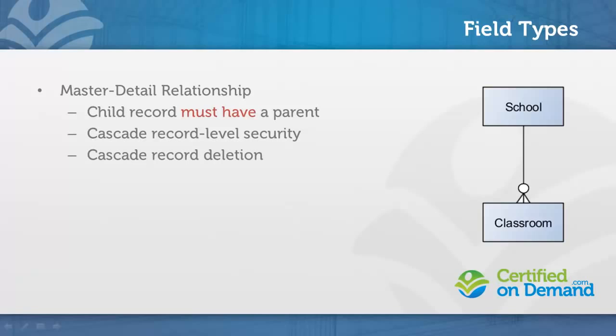Child records are deleted when the parent is deleted. So if I delete a school record, all associated classroom records to that school are deleted as well. And finally, you can create roll-up summary fields on the parent object to summarize data within the associated child records. So, for instance, I could create a field on the school to display the number of associated classroom records. We'll show an example of this in a second.